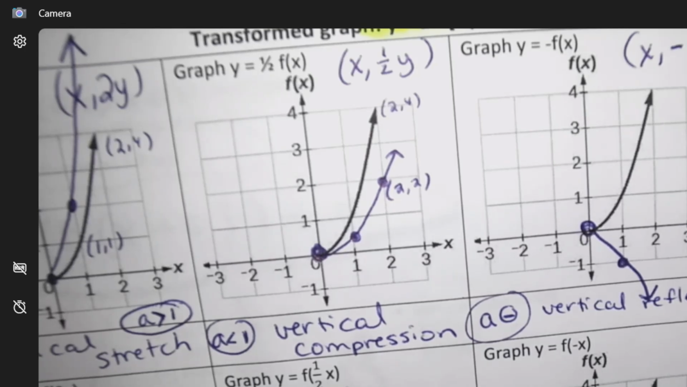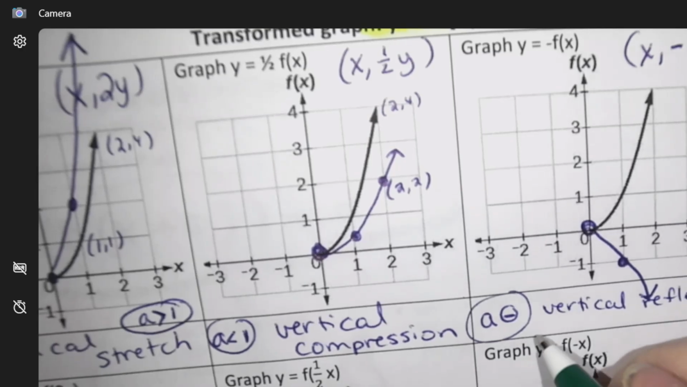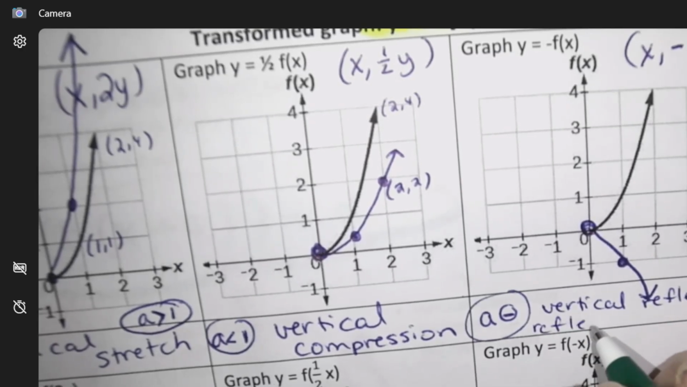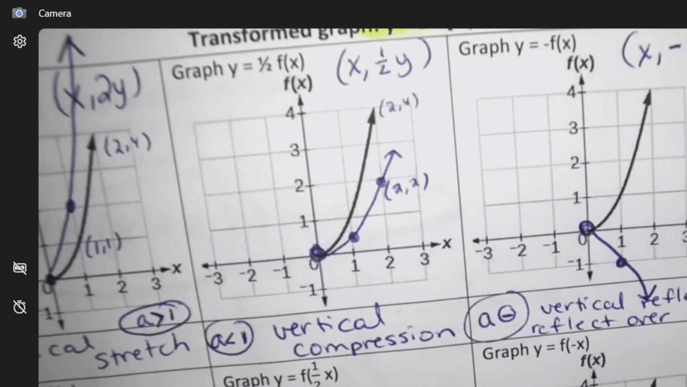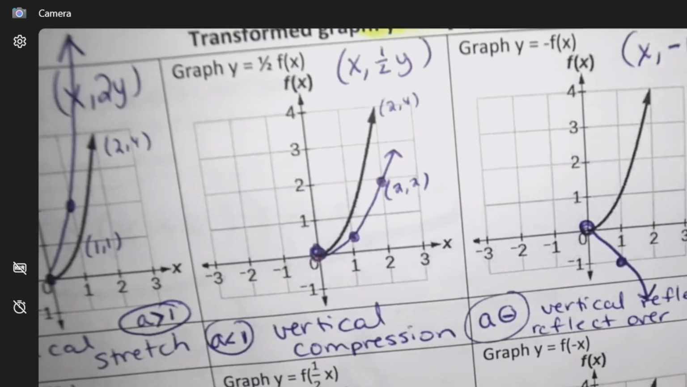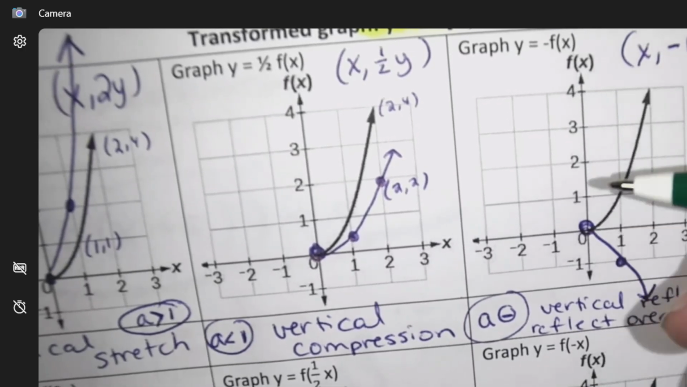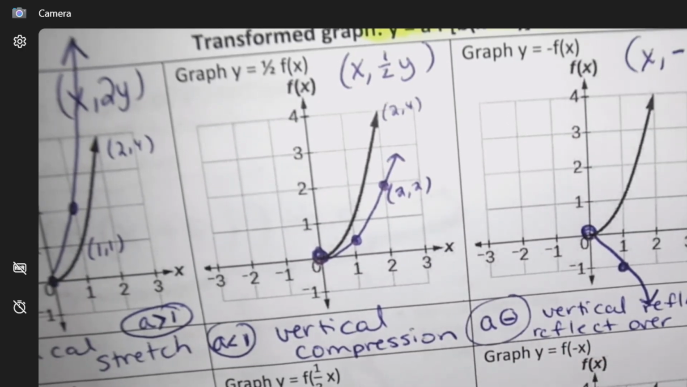And, or you can say this: reflect over, what did I reflect over top of? The x-axis. Does that make sense visually? You flipped over that x-axis.